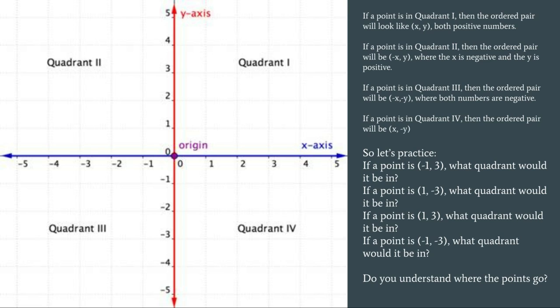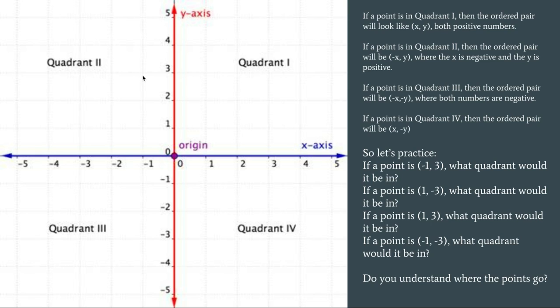So let's practice. If a point is (-1, 3), what quadrant would it be in? Which quadrant rule has a negative x value and a positive y value? Correct. The answer is quadrant 2. That point, (-1, 3), would be negative 1, then 1, 2, 3. It'd be right here.